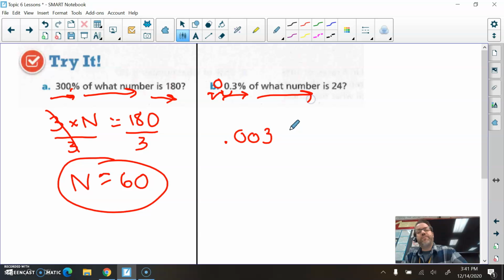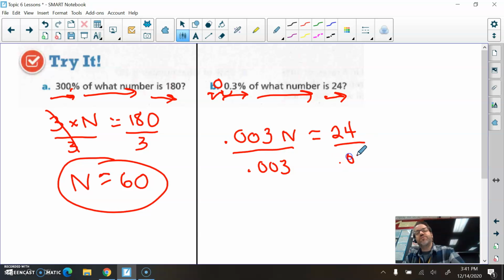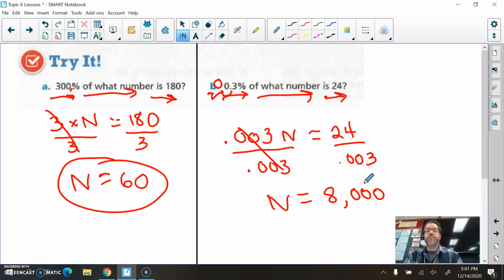Of what number times some number? I could show the times sign here, but I don't want to. Is 24 equals 24. There's our equation. Just translating the words into the symbols, just the same as we did yesterday. Only now to solve this, to undo the multiplying, I must divide by 0.003. Divide by 3 thousandths. You can use a calculator to solve this. And guess what? We get 8,000. N equals 8,000. Wow. That's a big answer.